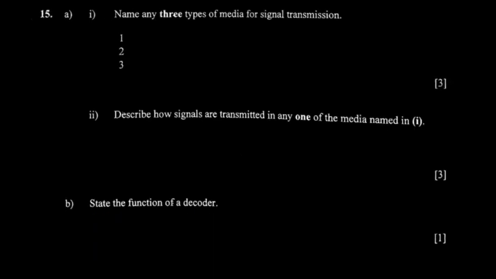So next part, question 15, that will be our last question. It says, name any 3 types of media for signal transmission. So I had to actually load this. So there is a coaxial cable, there is optical fiber, there is radio waves. Okay, so these are all media. If they had said two, you would have said guided and unguided. Guided would be wired, and unguided would be wireless, like this stuff.